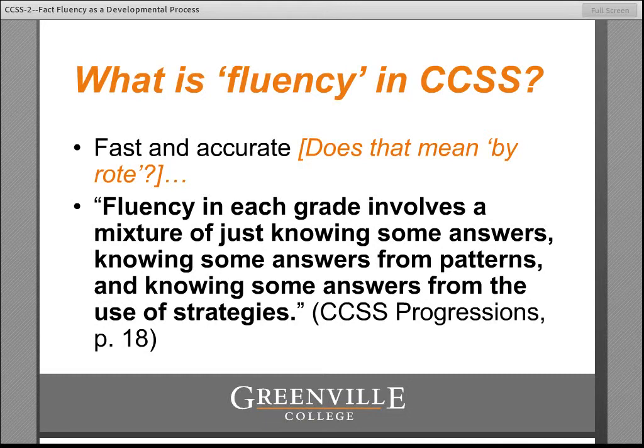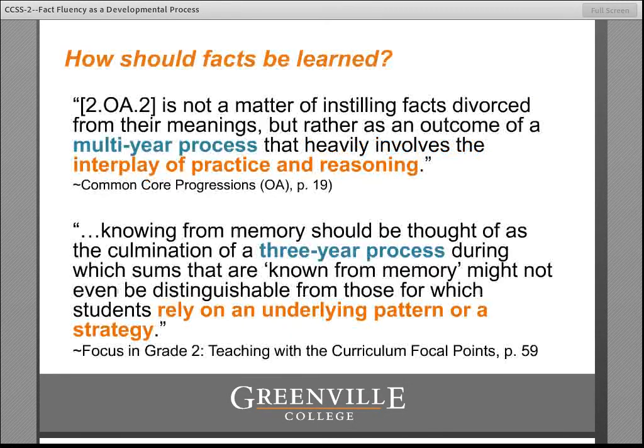However, it's also clear from this quote that fluency does not mean just know without thinking, because it includes and encompasses answers that they know from patterns and also from the use of mental strategies. Here we see 2 more quotes. The top one's directly from the Common Core authors, and the second one is from one of the Teaching with Curriculum Focal Points documents, and the curriculum focal points occur in the references of the Common Core standards. It was one of the documents that they looked at.